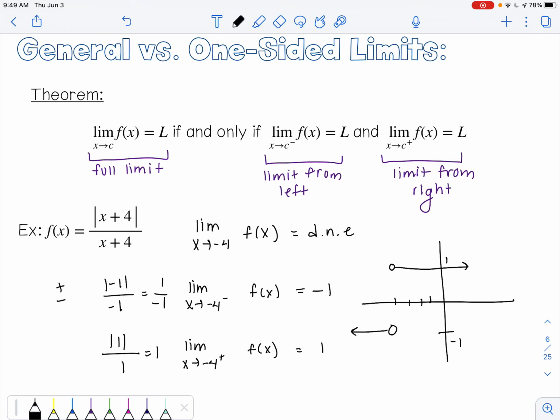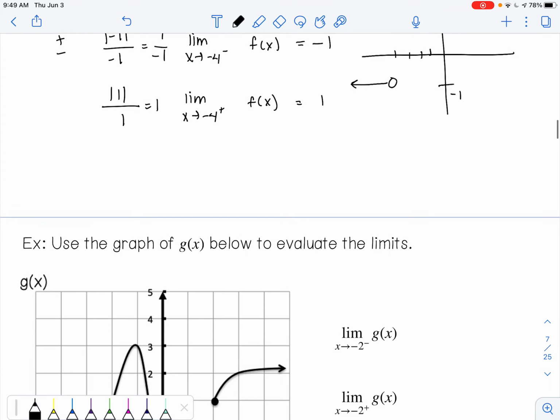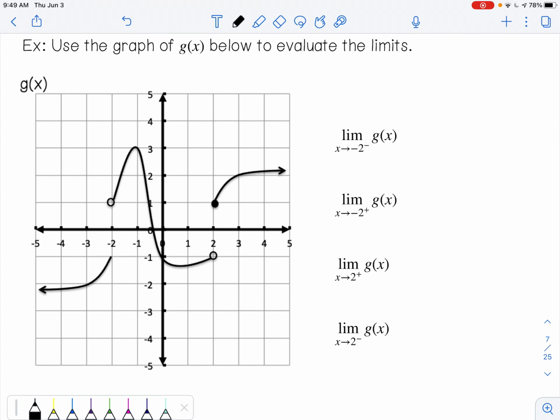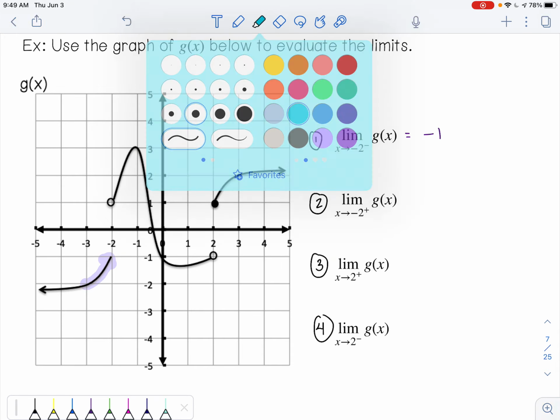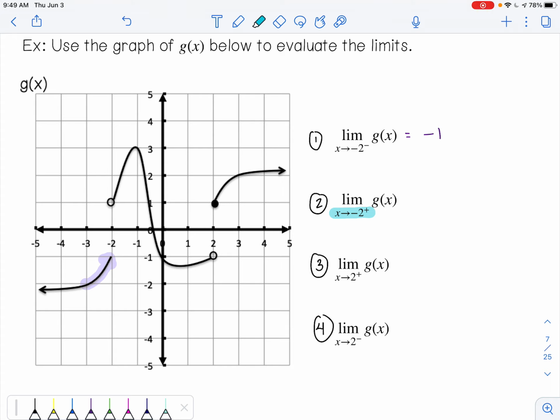They like to throw this in a lot, not necessarily with the x plus 4s, but other things. They also like to look at one-sided limits and general limits using graphs. So let's do a graph example. We're going to use the graph of g of x below to evaluate these 4 different limits. As x approaches negative 2 from the left, we're coming up this direction, approaching that y value of negative 1. Now as we approach it from the right, we're coming down from the right side, approaching positive 1 as our y coordinate.